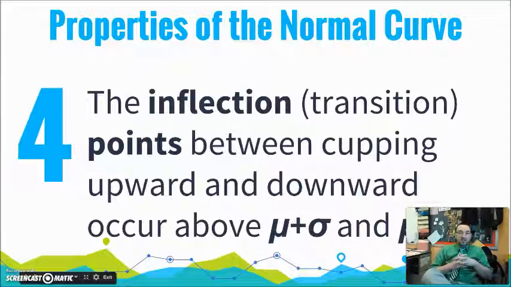Okay, and the last property here is the inflection points that I talked about before between the cupping upward and downward occur at plus or minus 1 standard deviation. There's the bell, you're about to show up in class.